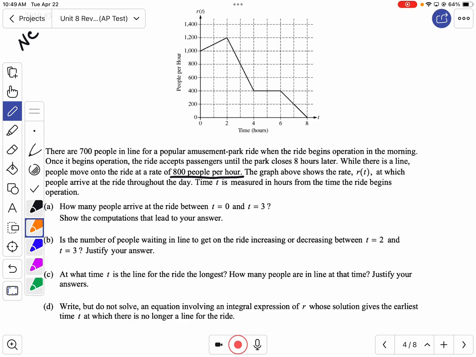What are we looking to do in this part? Yeah, we're going to find the area. We need the integral from 0 to 3 of just how many people arrive at the ride between 0 and 3. And did they call it R of t? Yeah, R of t dt. So we're going to do area from 0 to 3. Lots of ways you can compute that area. I'll let you think about it.